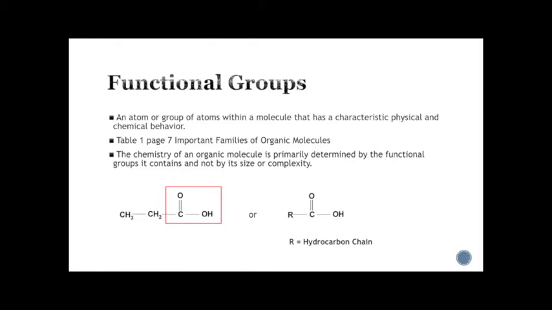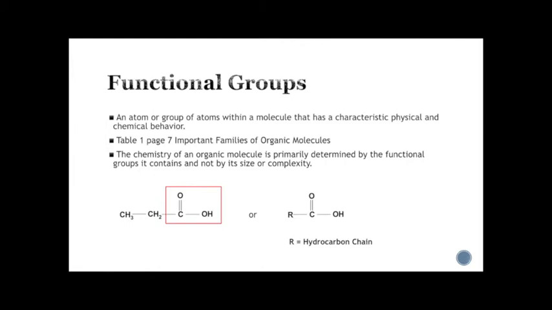So it's determined by the functional group in the molecule and not its size or complexity. So if you have this massive molecule and it has a functional group on it, then the chemistry is determined by that functional group. So we're going to be looking at these. We're going to be talking about what they're called, but really we're going to be studying each of the functional groups throughout the semester in the different chapters. So for now, we just want you to recognize them. And then later on, you'll be more familiar with them as we continue to talk about them throughout the chapters.